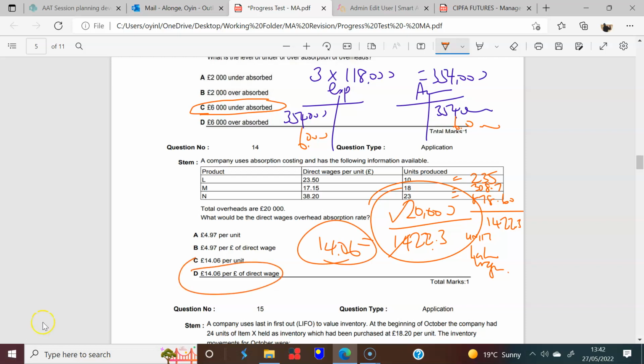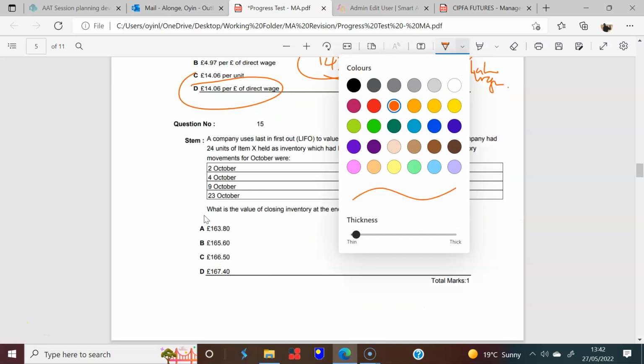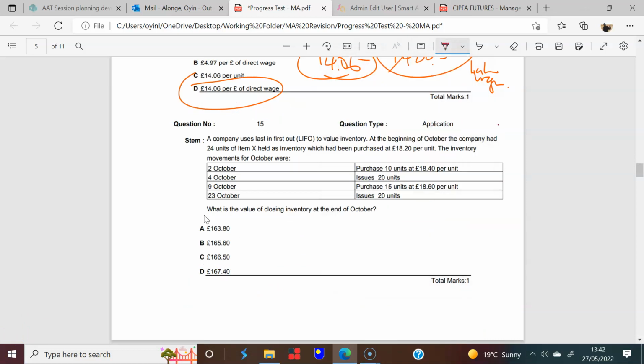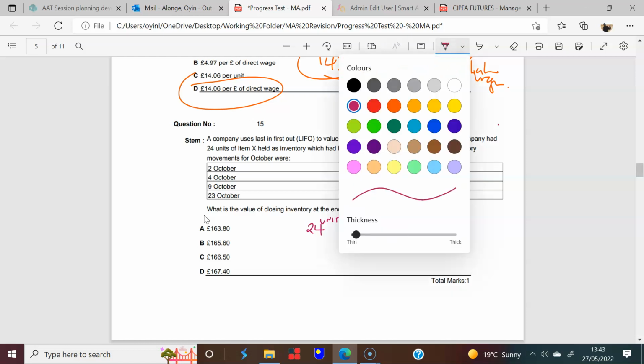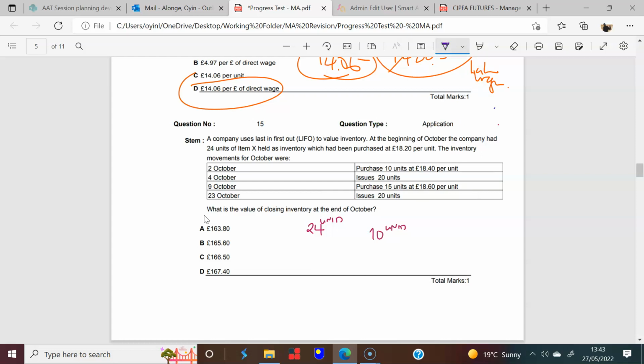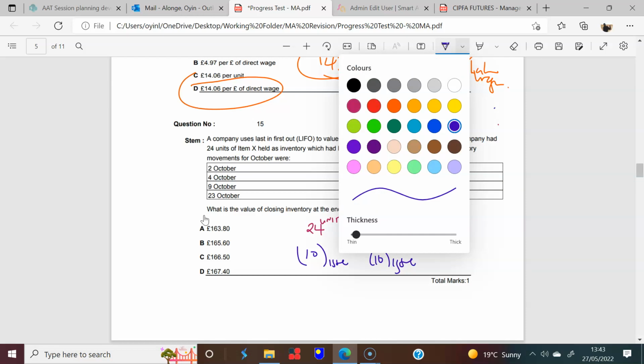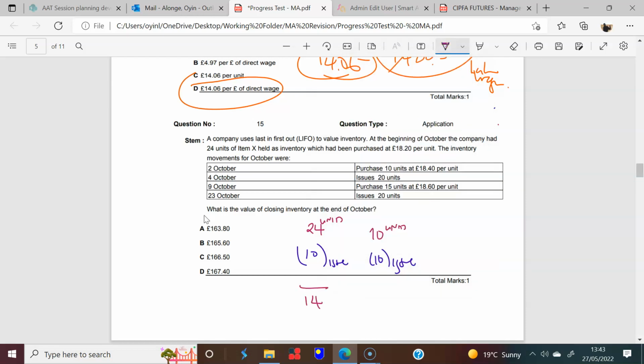The next batch of questions uses a LIFO method. At the beginning of the month you have 24 units. We'll just focus on the units for now. Then you buy some more, 10 units. I'll use a different pen color for what we let go to production. You issue 20 units. Because we're using last in, first out, the 10 units that we bought will go to issue, and then 10 of the units that we had in stock will also go to issue. So you technically now have 14 units from that batch.